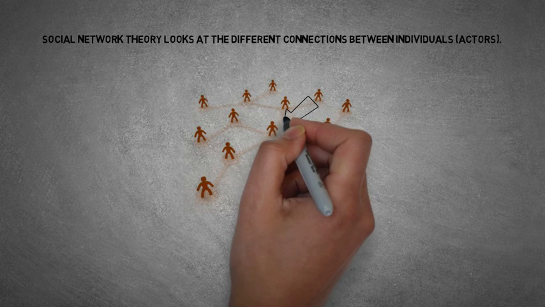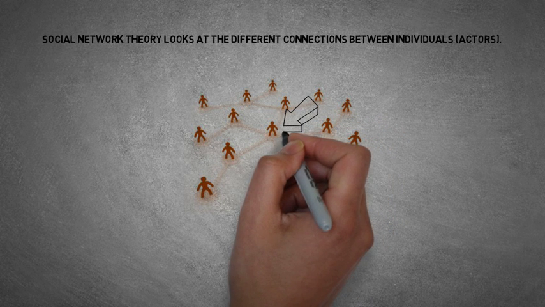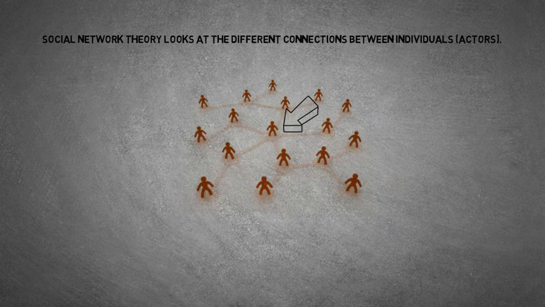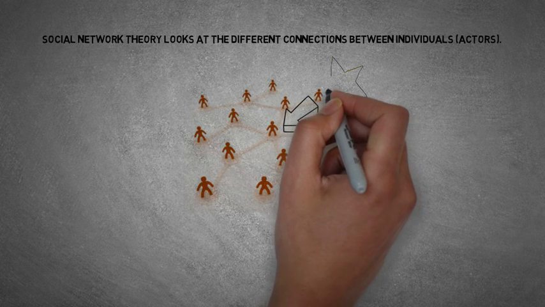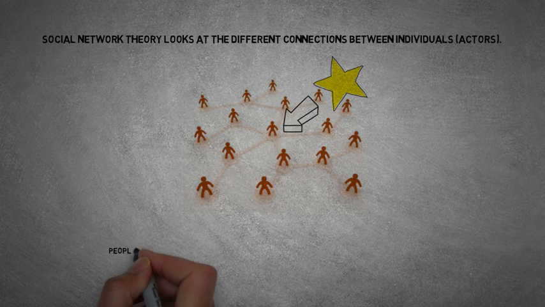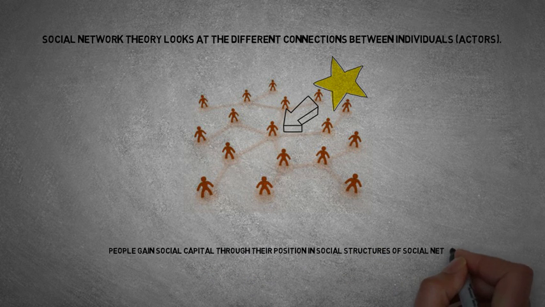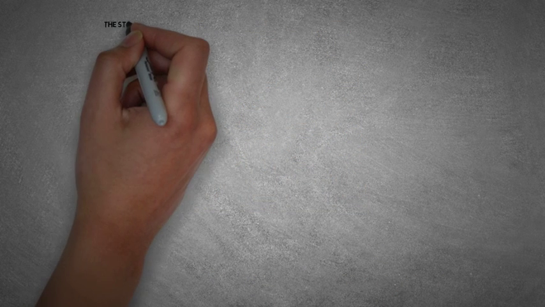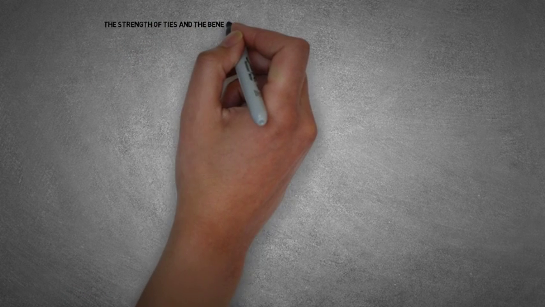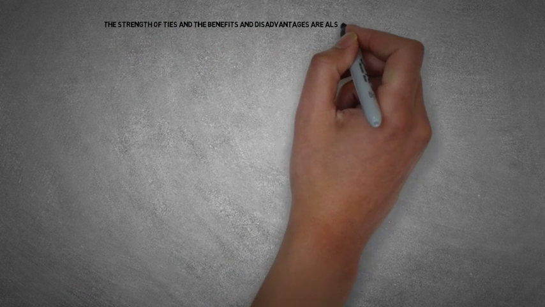Centrality is a key concept in social network theory. Being at the most center point in the social network is the most advantageous according to centrality. People gain social capital through their position in social structures of social networks. The strength of ties or linkages and the benefits and disadvantages are also well documented.